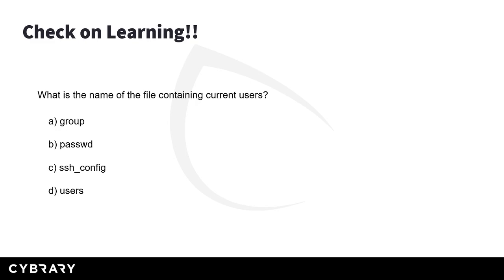Looking at the options that we have here, SSH config is a config file, so there's definitely not user information in that. We didn't talk about a users file or anything of that nature. We did talk about group, but that particular file has group information, and the passwd file contained a lot of information, including current users. So if you guessed passwd, you did an excellent job there.